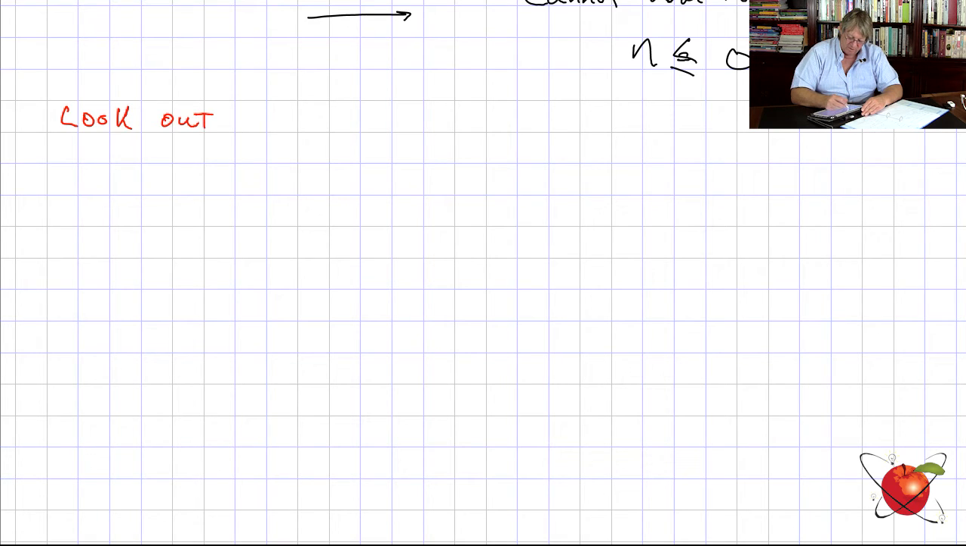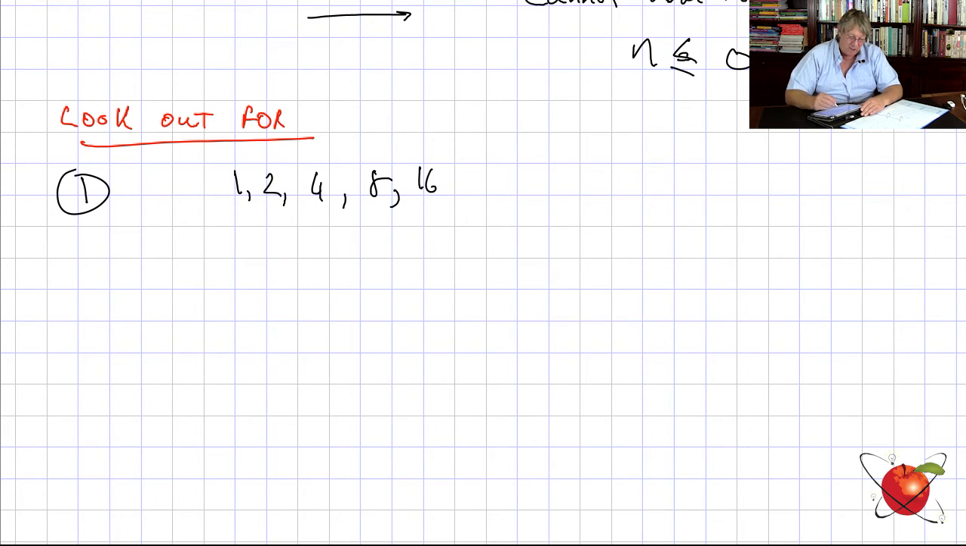Look out for these, okay? This sequence here, 1, 2, 4, 8, 16. This is going to be the series 2 to the n, where T1, T2, T3, T4, and n over here, they've allowed n to be equal to 0.